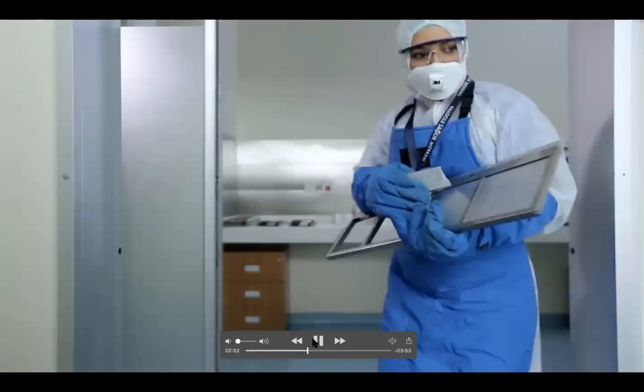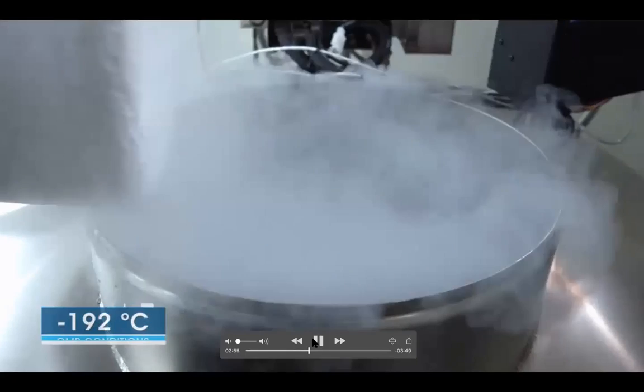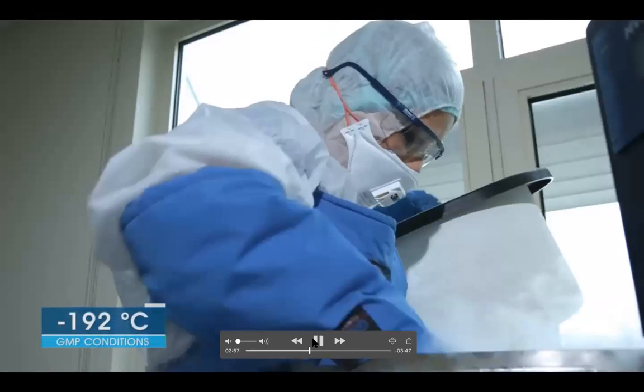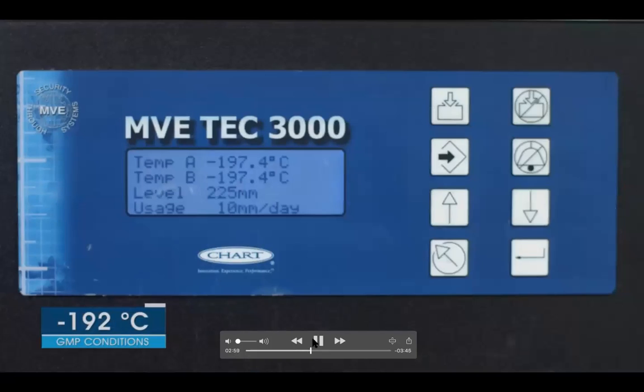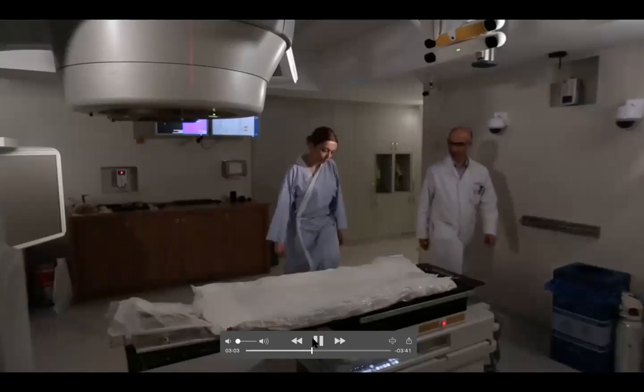The frozen condition is around minus 196, that is liquid nitrogen. So around minus 192, that is liquid nitrogen. We can store them in liquid nitrogen and the cells are viable.